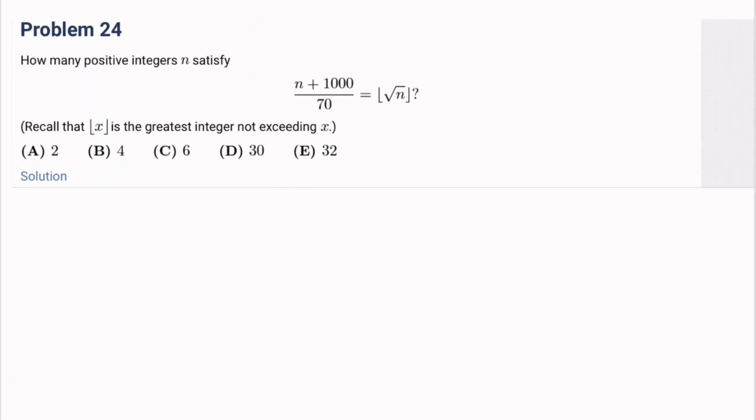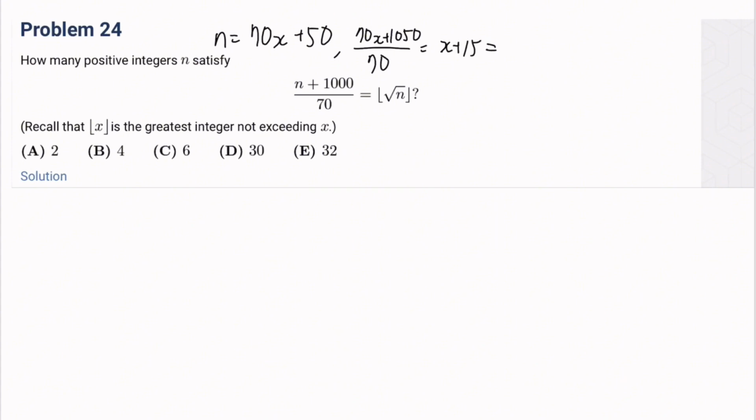Number 24, how many positive integers n satisfy this? Okay, so here, let's say that n equals 70x plus 50. We're setting n as 70x plus 50 because that is the least number for which this will give an integer value. And so if we put this into there, then that will give us all over 70, and 70x plus 1050 over 70 equals x plus 15.